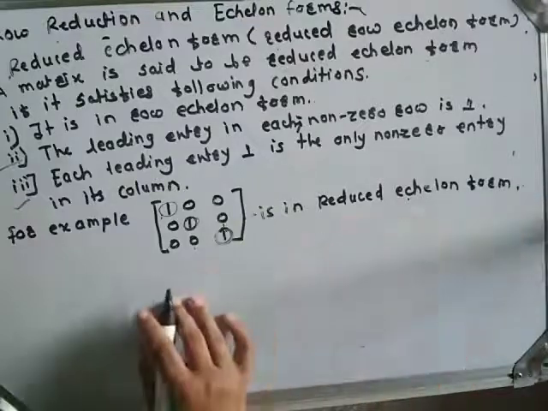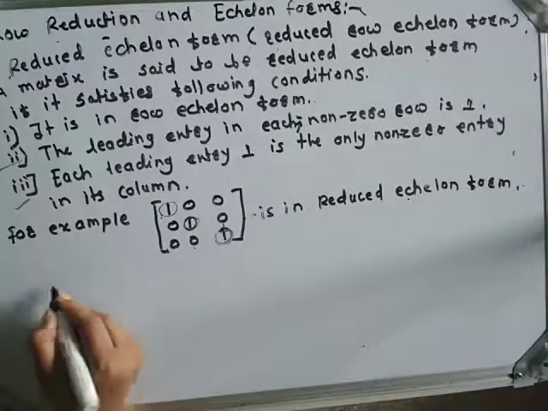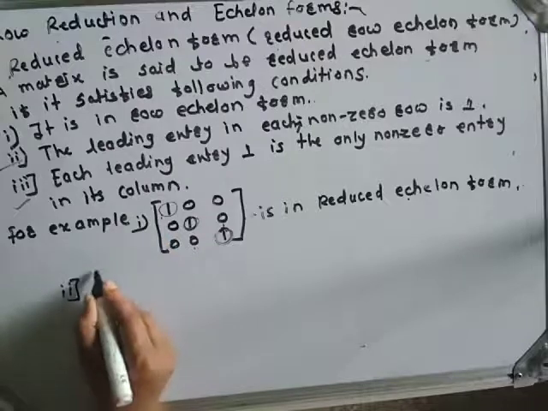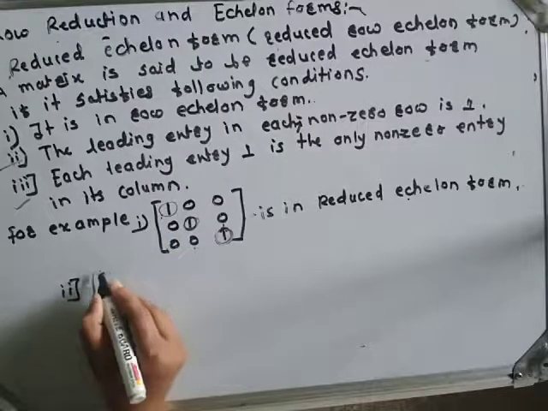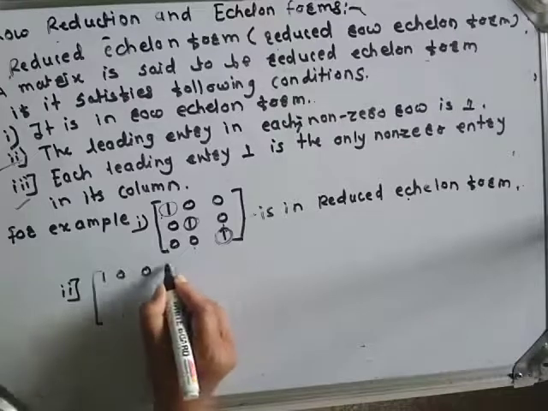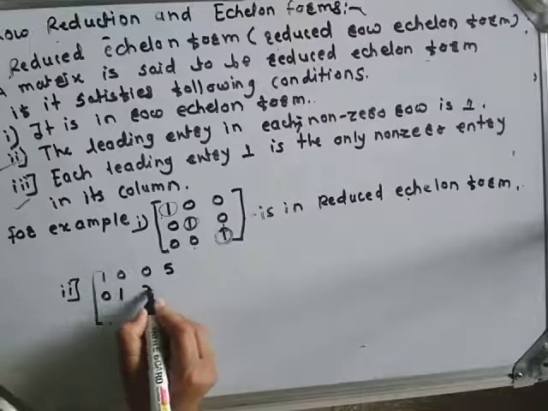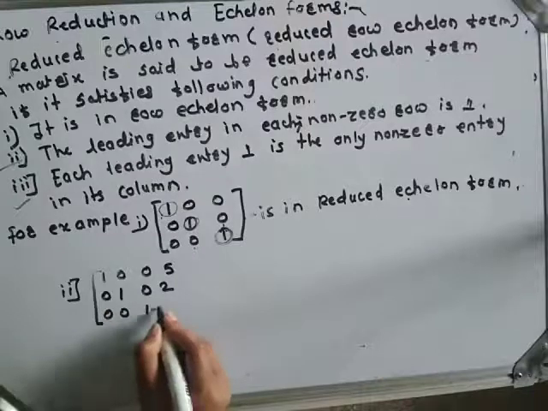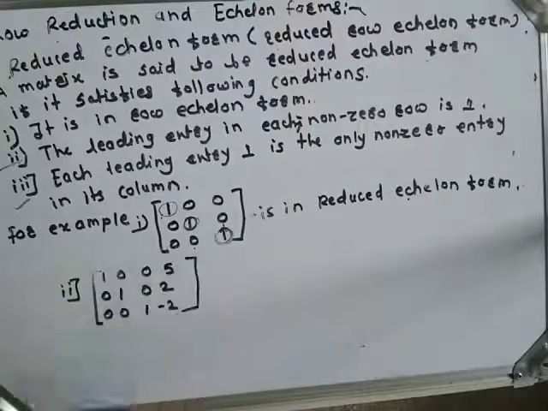Reduced echelon form. This is first example. Let us see second example. Matrix 1 0 0 5, 0 1 0 2, 0 0 1 minus 2.